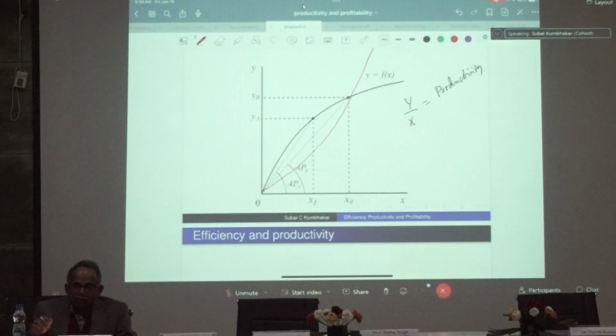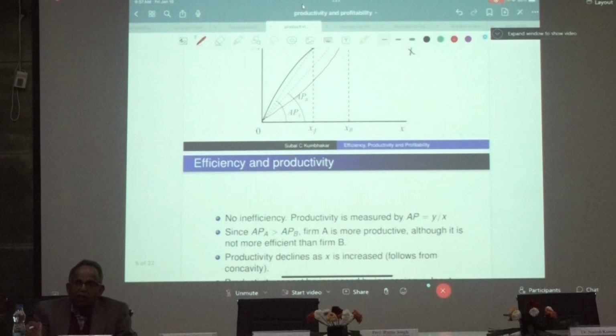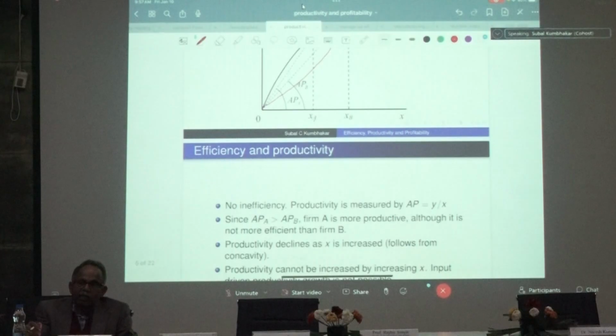So again, as I said, this view that productivity is going to be higher when you have more resources is not always the case. Okay.